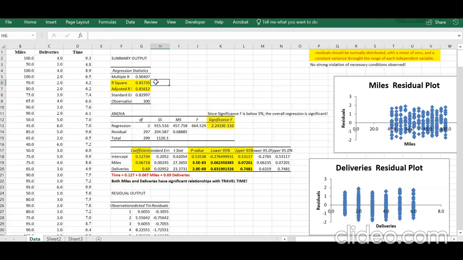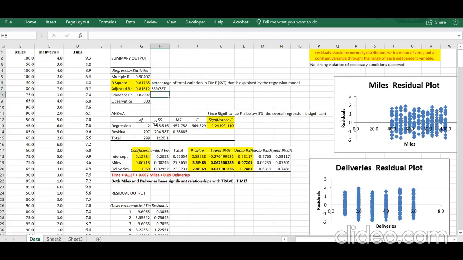And R squared, if you remember, I said is SSR divided by SST. And that would be basically the percentage of total variation in Y, where Y here would be time, SST, total variation in Y, that is explained by the regression model. So this is basically SSR divided by SST.